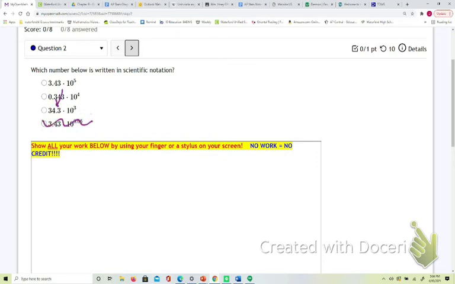Okay, now we look at the next one, 34.3. Wait a minute. That's not right. That's not between 1 and 9. Don't select it. Then we look at the next one, 0.343. Wait, that's not between 1 and 9. Don't select it. Okay, the next one better be, right? 3.43. Okay, 3.43. That's between 1 and 9. Times 10. And the exponent is not a decimal or a fraction. That is the answer. Select that one and move on. Notice there's no work in the work area for that one.